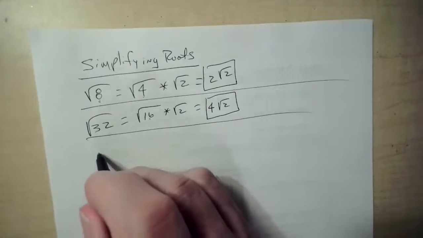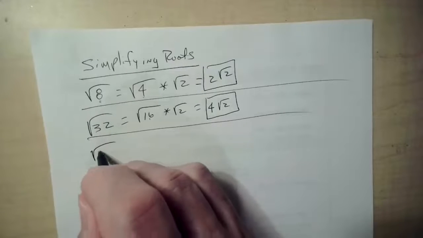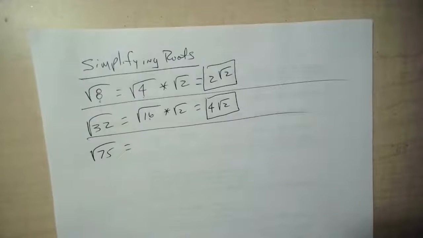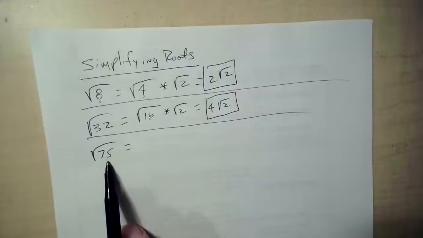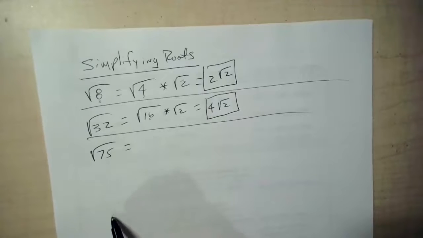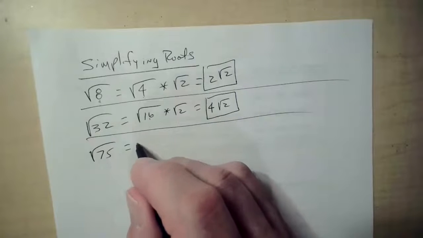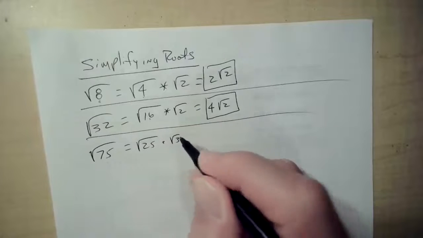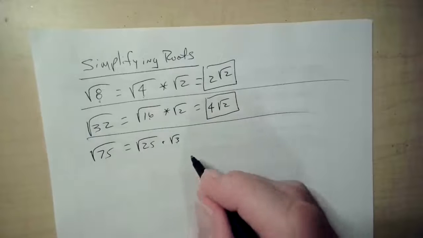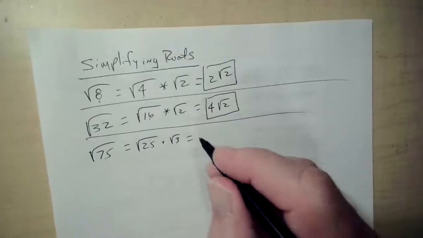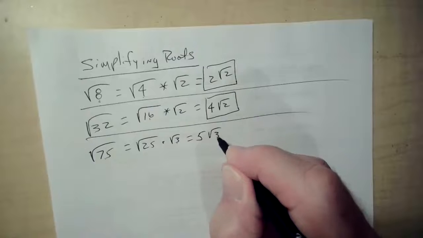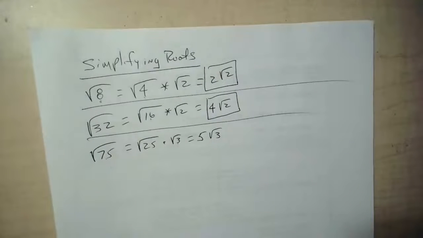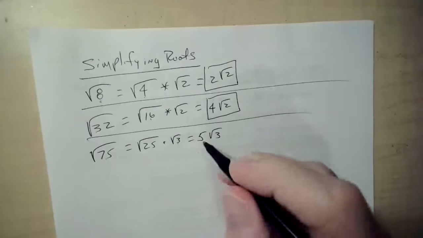And the square root of 75. Now what will go into 75 where one of the factors is a perfect square? A lot of times if you think about money, it helps. 25 times 3. Good. Square root of 25 times the square root of 3. 25 times 3 is 75. Square root of 25 is 5. Square root of 3. We don't know what the square root of 3 is and we don't care.